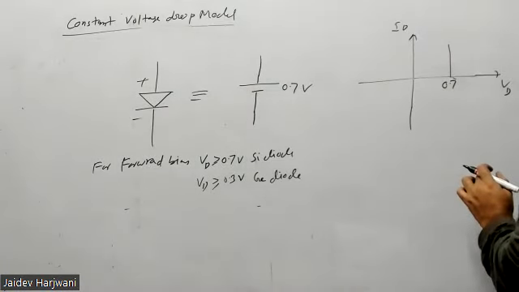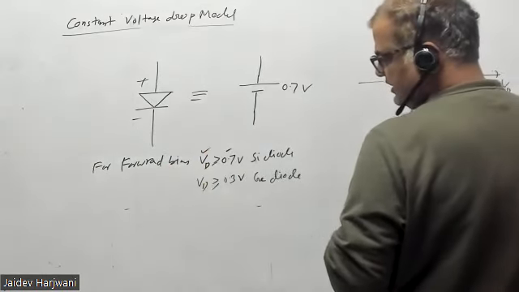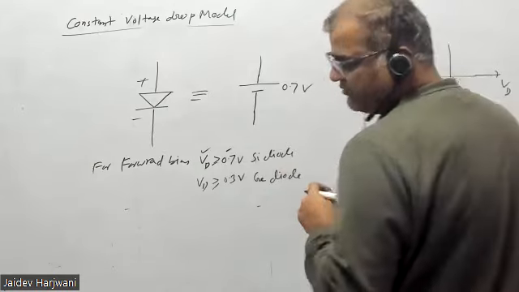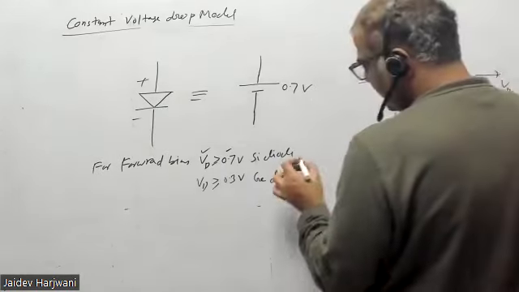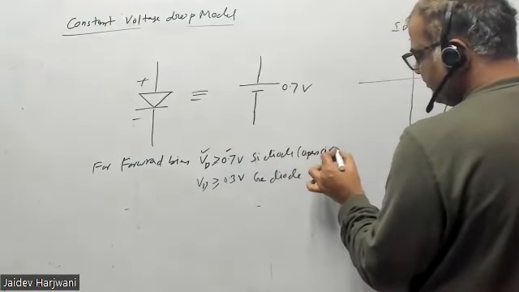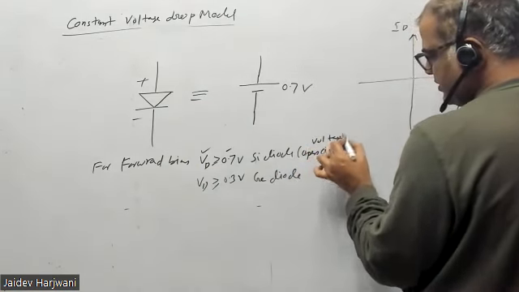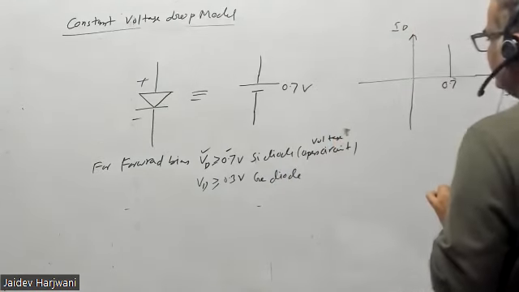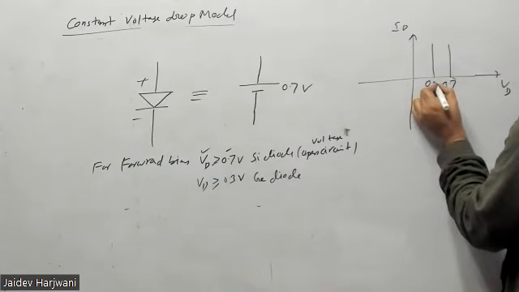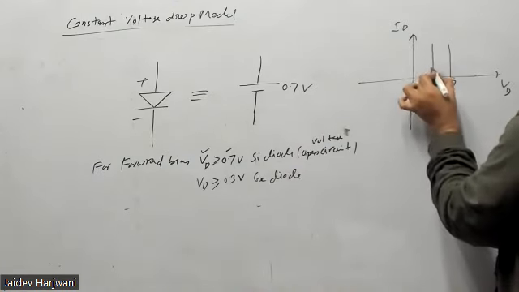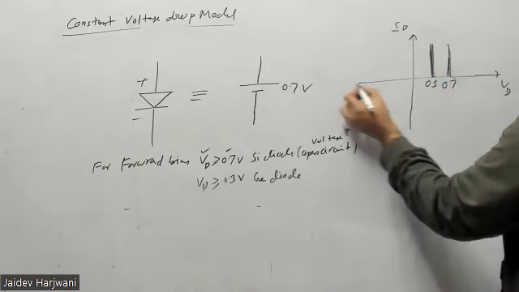If it is a silicon diode, the condition is that it should be forward biased and VD, which is basically the open circuit voltage across the diode, should be greater than 0.7 volt. You have to check that. Silicon starts earlier than germanium, it requires less voltage. So this is your model: for forward bias, you replace it by a battery.